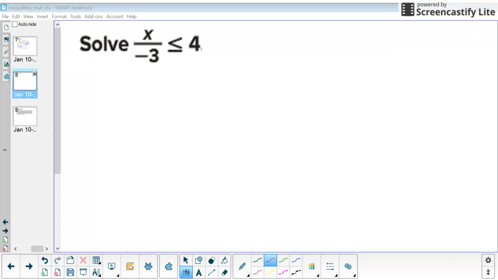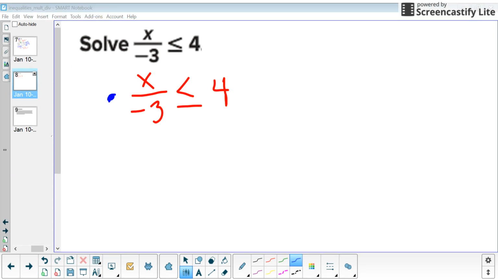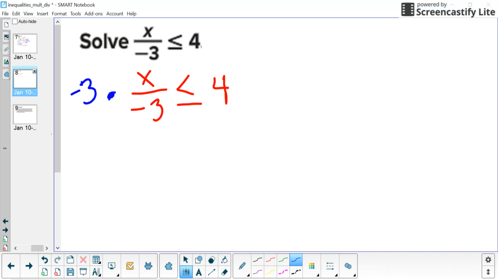Okay, and then here is my final example. In my final example, I have x divided by negative 3 is less than or equal to 4. So I'm just going to rewrite this so that I can start solving. So here I originally have x divided by negative 3. Opposite of dividing by negative 3 would be to multiply both sides by negative 3. So I'm going to multiply both sides by negative 3.